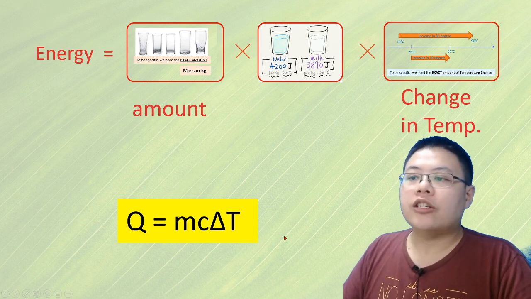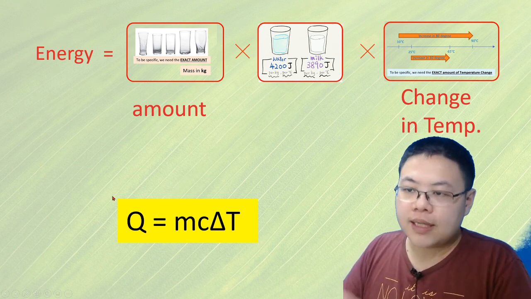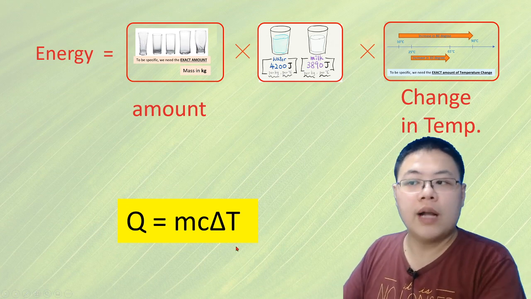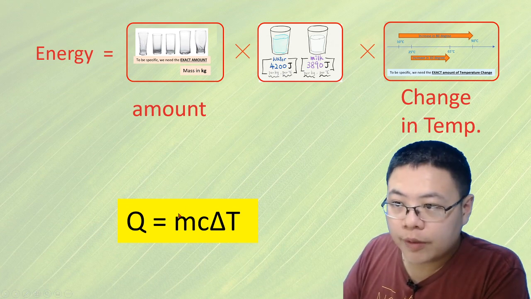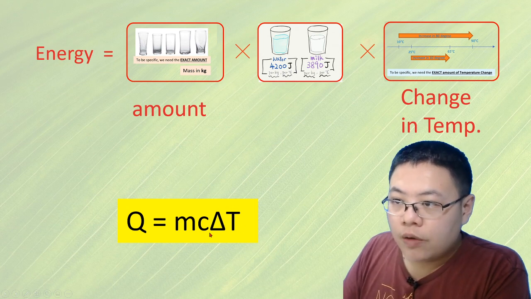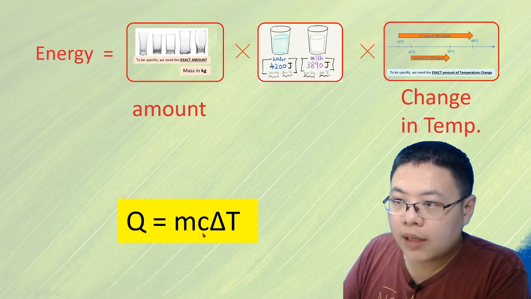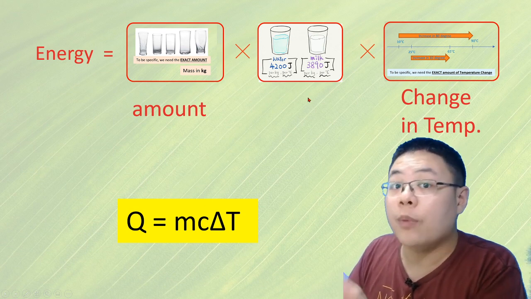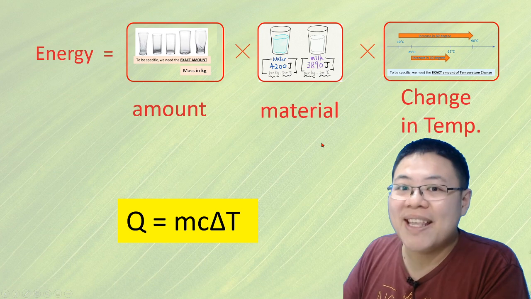Okay, actually Q 等於 mc delta T. This is the outcome we are going after. And apart from the mass m and the change in temperature delta T, we can see a small letter c here, which is related to the type of material being heated up.